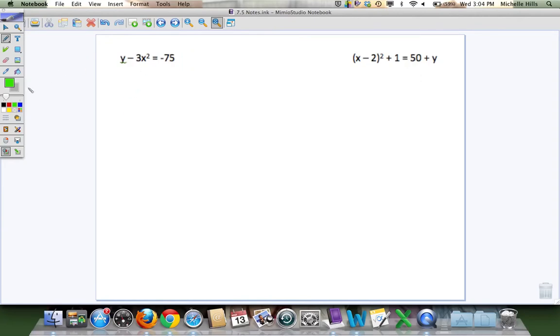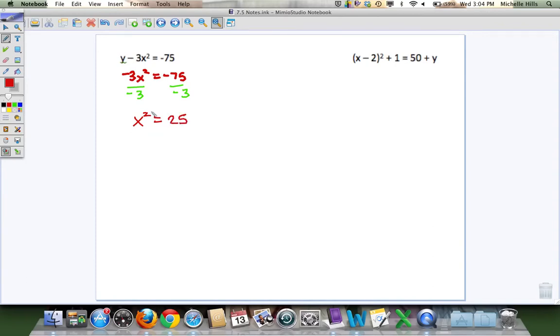In this equation, if I replace the y with 0, 0 minus 3x squared is a negative 3x squared equals negative 75. So in order to square root this side, first I need to get rid of the negative 3. It's not being squared, only the x is. So divide both sides by negative 3, and I'm putting this in a different color because you don't have to show that part, to get x squared equals positive 25.